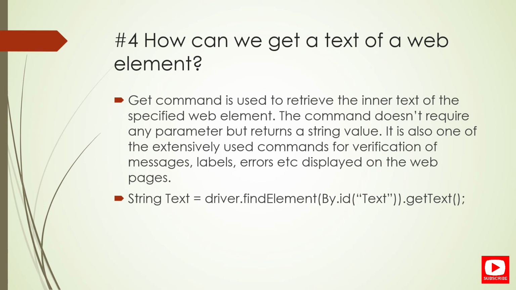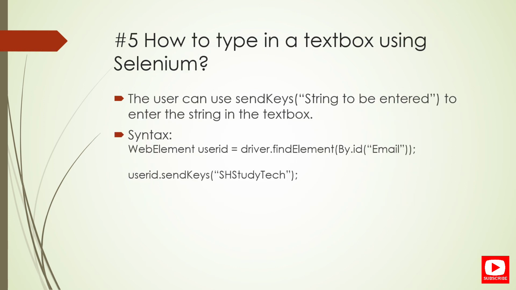The syntax for getText is driver.findElement by xpath, id, whichever locator we are using, .getText. That getText will get the exact text which is available for that web element, and we can store that value in string format, and later use it for assertion purposes or for printing into the console. So let's move to the next question.